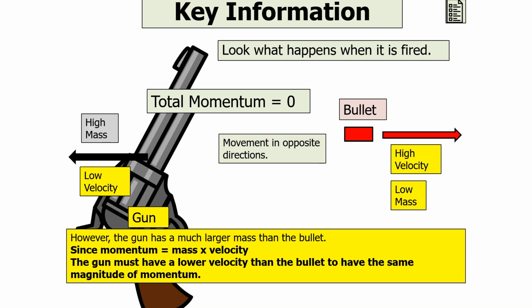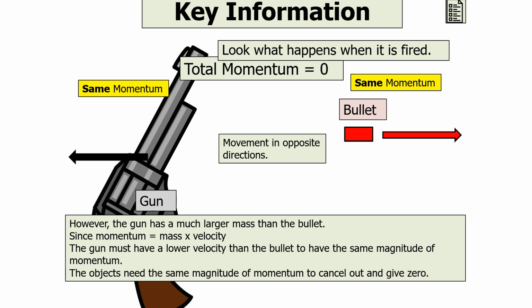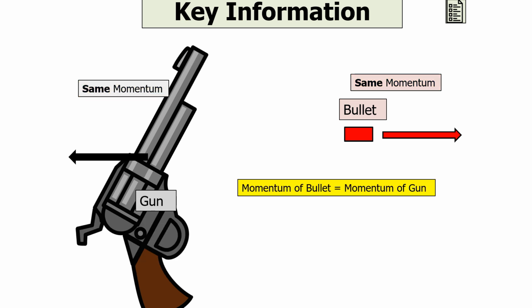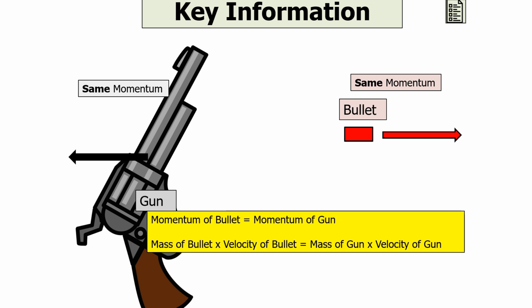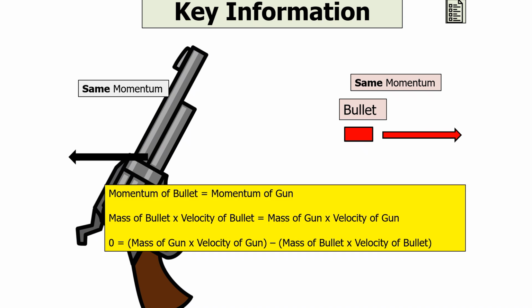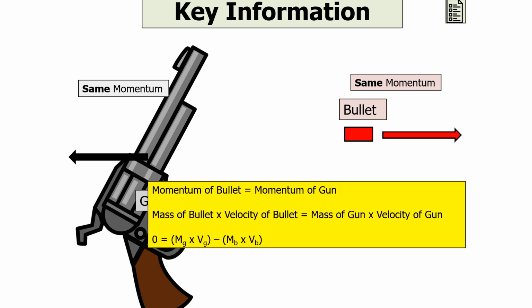Now, the gun has a much larger mass than the bullet. So since momentum is mass times by velocity, the gun must have a lower velocity than the bullet to have the same magnitude of momentum, because we need the same magnitude of momentum from either side. So we can say that the momentum of the bullet equals the momentum of the gun. So we can say the mass of the bullet times by the velocity of the bullet is equal to the mass of the gun times by the velocity of the gun, which we can rearrange to say that 0 is equal to the mass of the gun times by the velocity of the gun minus the mass of the bullet times by the velocity of the bullet. Or 0 is equal to mgvg minus mbvb.